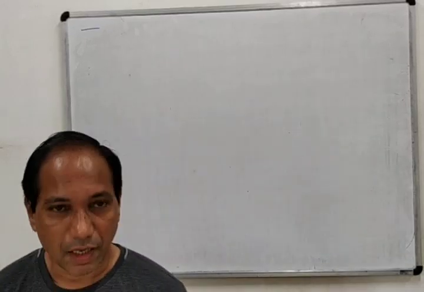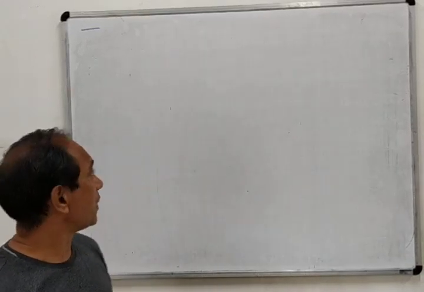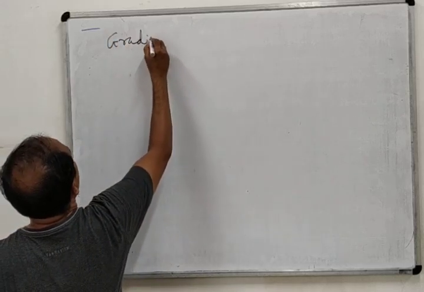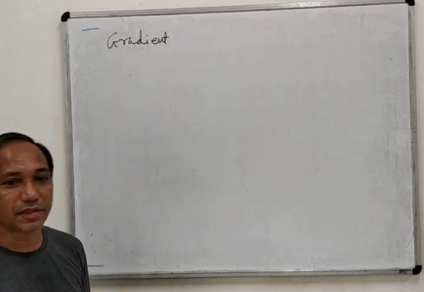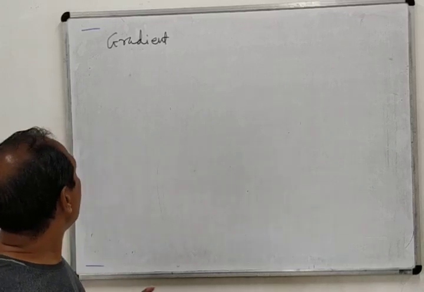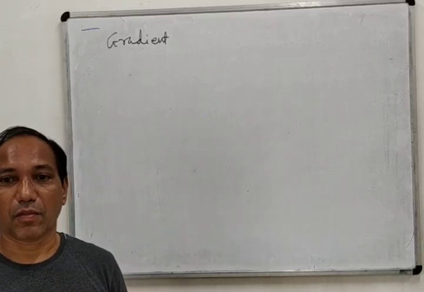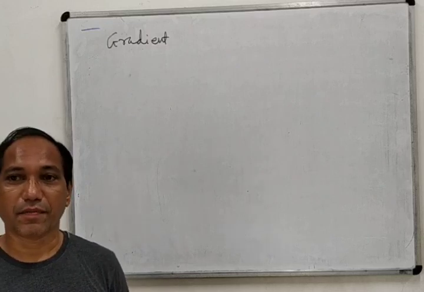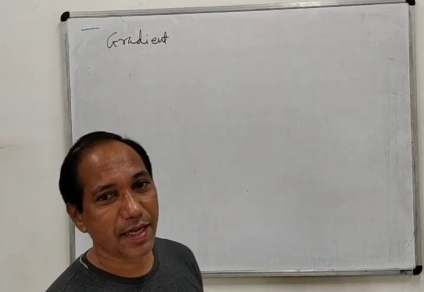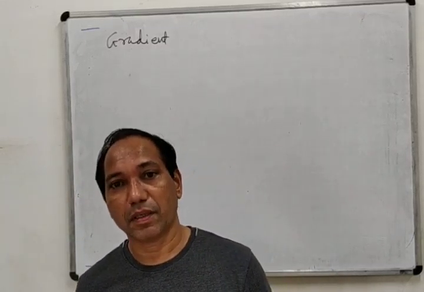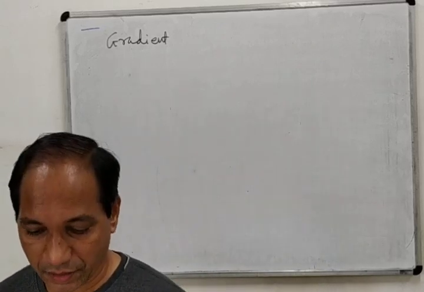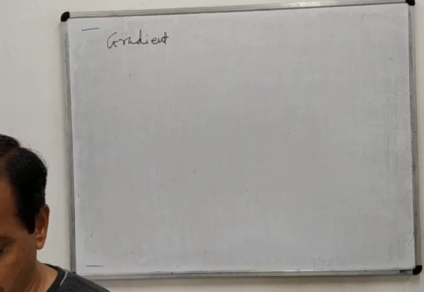Students, now we continue with the topic on gradient. The last time we have seen what a gradient is. We have seen that gradient shows a normal vector to the surface. We have also seen that by using gradient we can find the directional derivative of some scalar function at some point, and we have seen some examples.